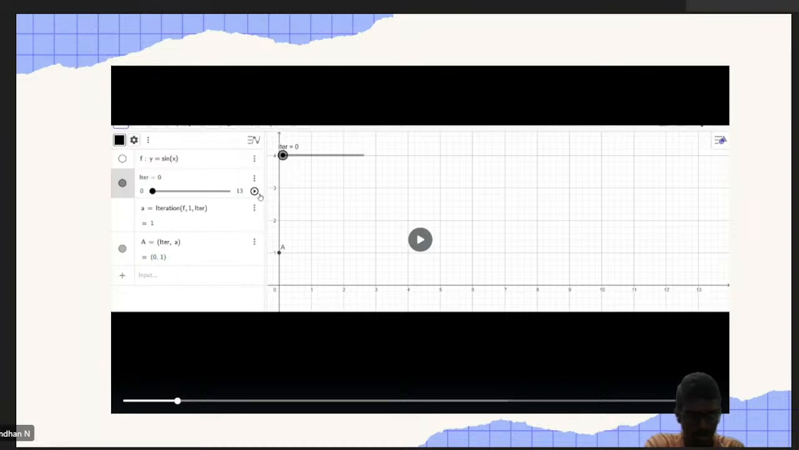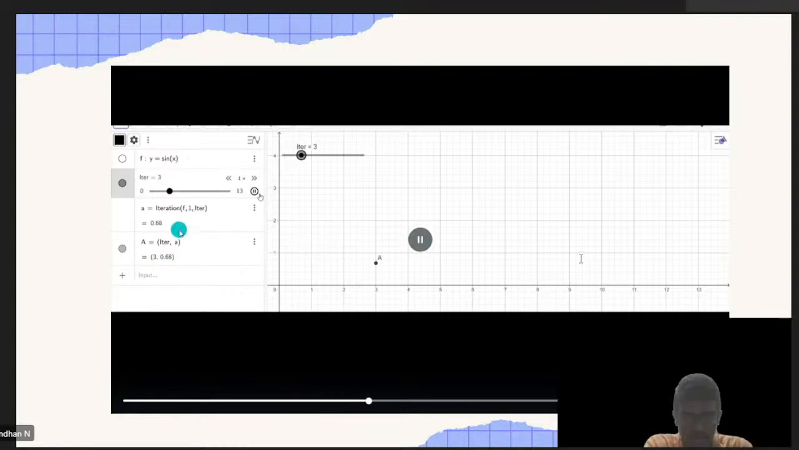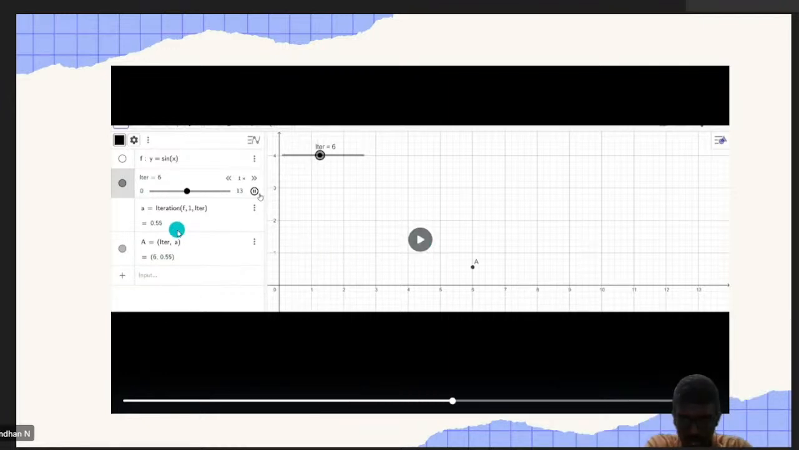You will understand how it varies. So this is the first iteration, it is 1. After that it becomes sine of 1, which is 0.84, right? And then it is 0.83, 0.63, 0.59, 0.55, 0.53, and then 0.48, 0.46, 0.45, 0.43. It goes on like this. So this is what an iteration is.